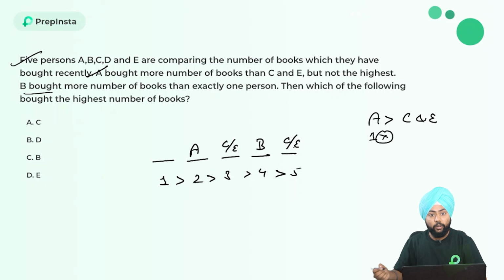Again, C can come here or E can come. But I am damn sure that A will be at the 2nd position. So I know there are how many people? 5 people, and I'm left with only D. So D will be at the 1st position.